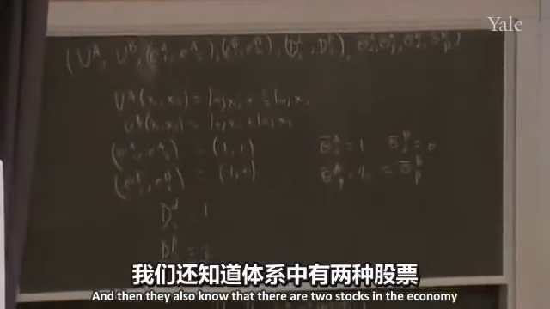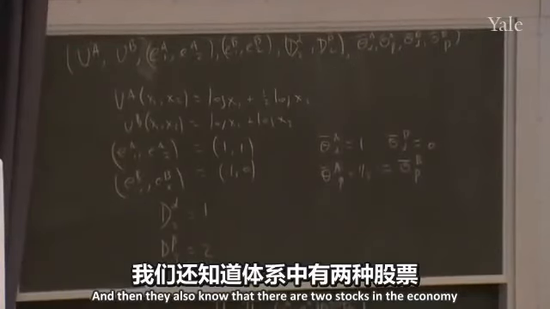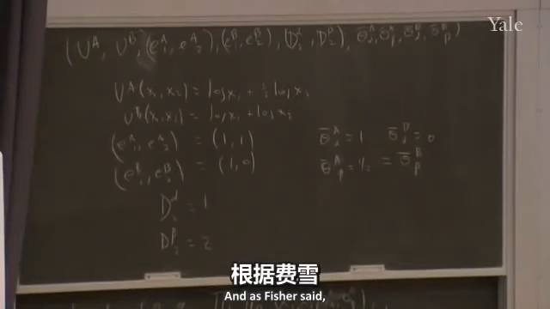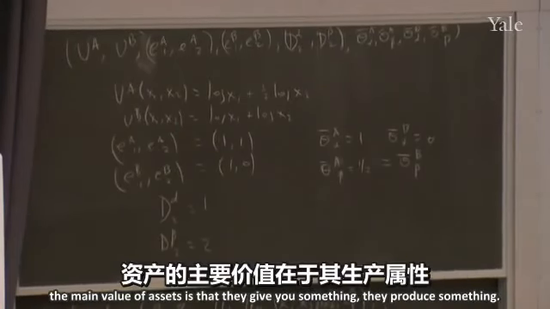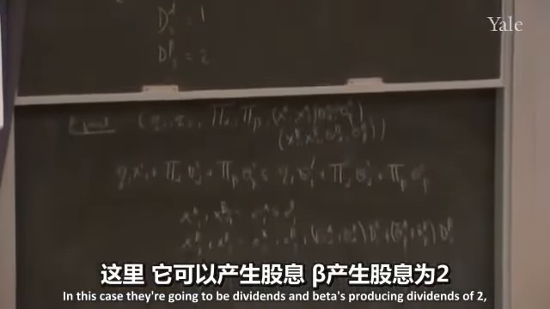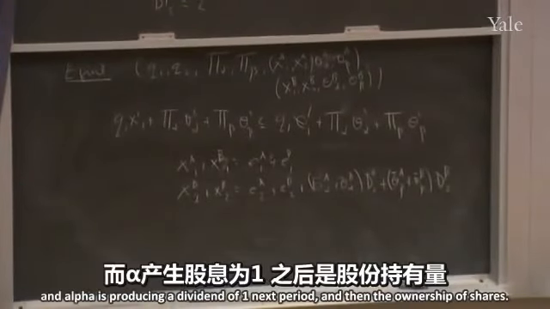And then they also know that there are two stocks in the economy, and they have to anticipate what the dividends are going to be. And as Fisher said, the main value of assets is that they give you something, they produce something. In this case, they're going to be dividends, and beta's producing a dividend of 2, and alpha's producing a dividend of 1 next period. And then they own shares. So that's the beginning of the economy.